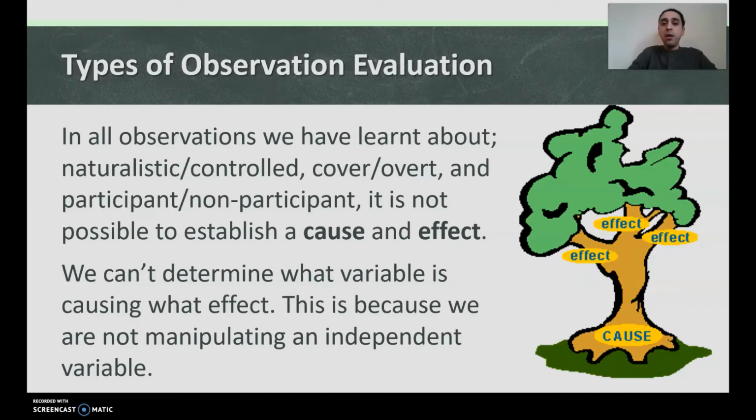In order to find out which one's causing which, you'd have to do an experiment and manipulate one of the variables. For example, exercise. Make one group do lots of exercise and one group do no exercise, and then see how that affects sleep. Okay, and then you'd compare the two. We can't determine what variable is causing what effect. This is because we are not manipulating an independent variable.